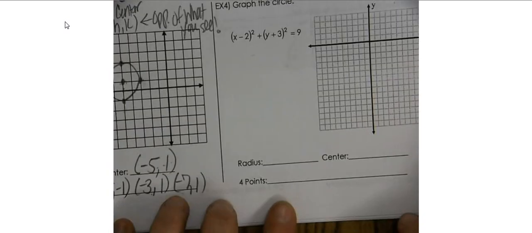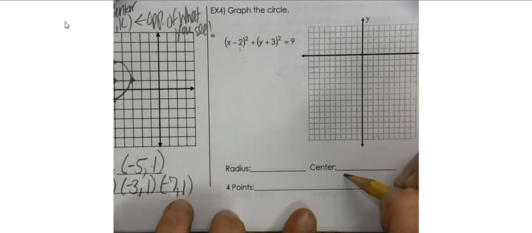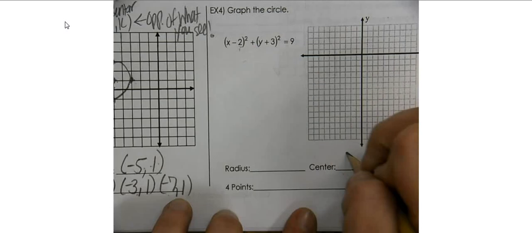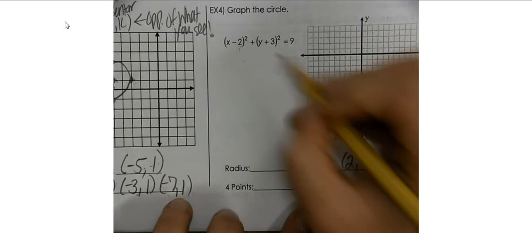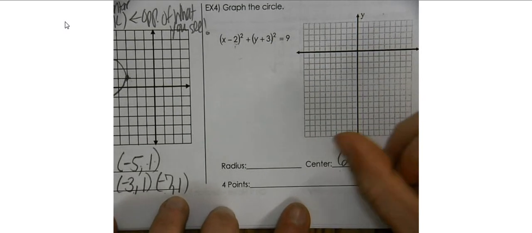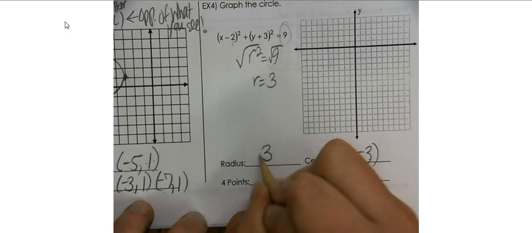So now we're on to example number 4. In example number 4, I'm going to identify my center. It's going to be the opposite of what I see, and the opposite of minus 2 is positive 2. And the opposite of positive 3 is negative 3. So my center is located at 2, negative 3. My radius squared is equal to 9. So you take the square root of both sides and you end up with your radius is equal to 3.